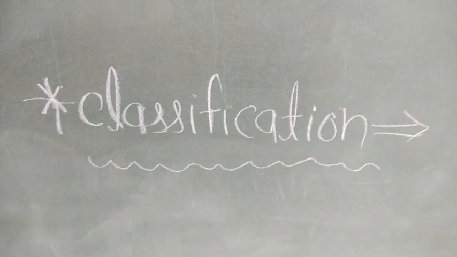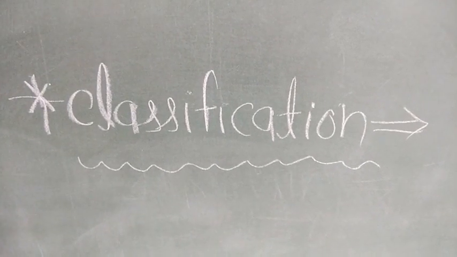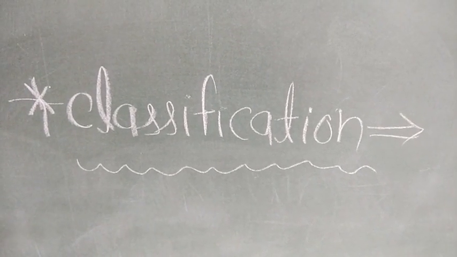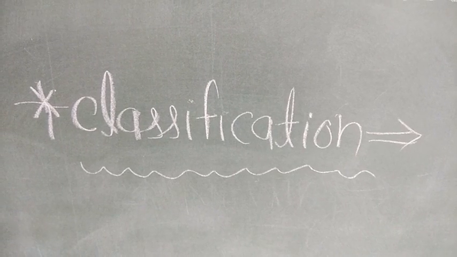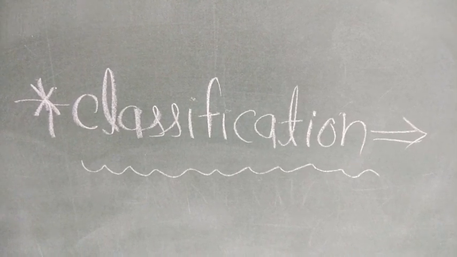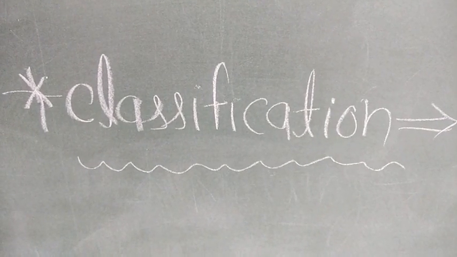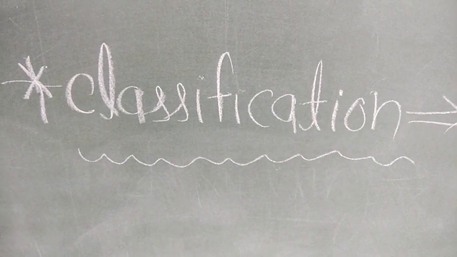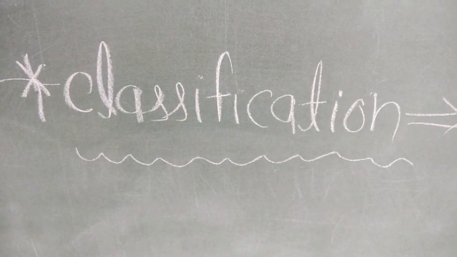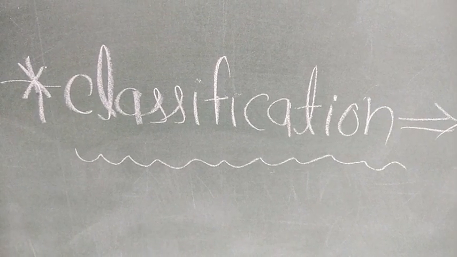Now next heading is classification. What is classification? The method of grouping objects on the basis of certain similarities and dissimilarities is called classification. There are various properties such as appearance, hardness, conductivity, solubility, flotation, and transparency which help us to arrange objects into different groups.